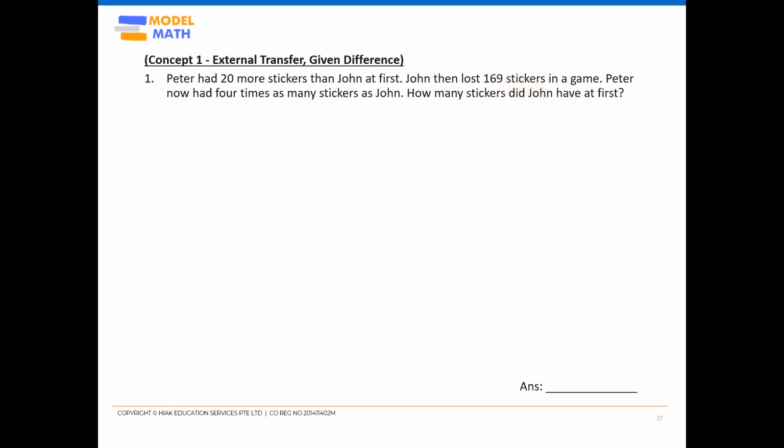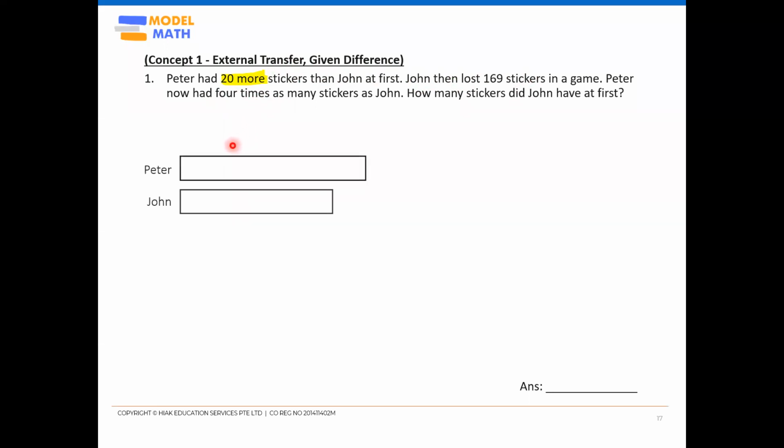Okay, so for this question, they started off with giving us this information, which is a comparison statement between P and J. 20 more than John at first. So what you can do for this is go to draw models. Go on to draw your model for this question. Later on we will see how to show the change, how to show the after. All right, so I'll start off with drawing Peter, 20 more than John.